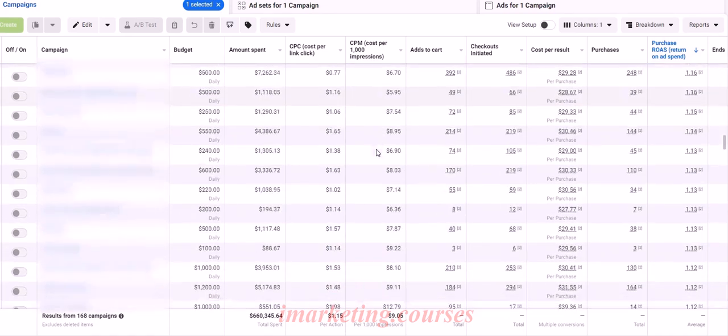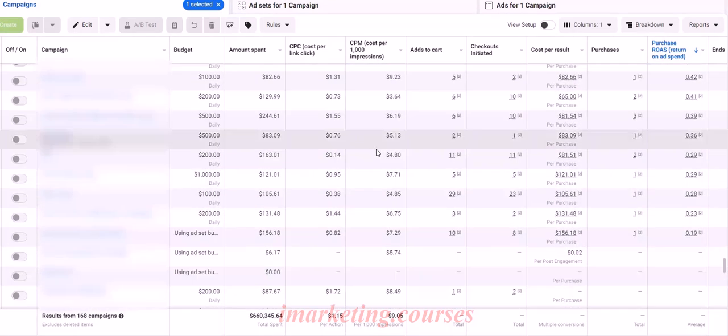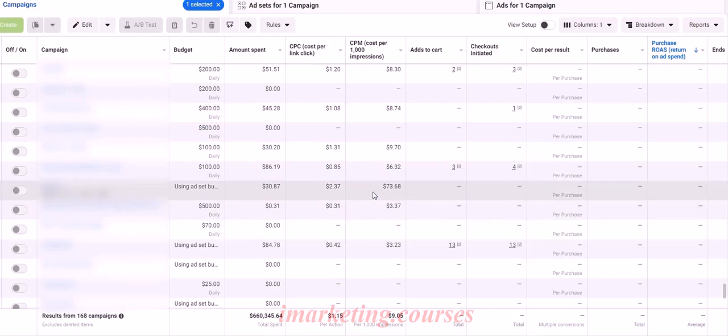I'm going to show you right now exactly what it means when you scroll all the way down here. And as you can see, I have this campaign right here. I have a $2 CPC and I have a $73 CPM, and you can see I got 0 sales right here. I didn't even get to add to cart or initiate checkout.